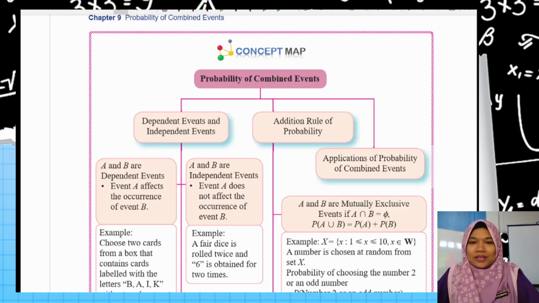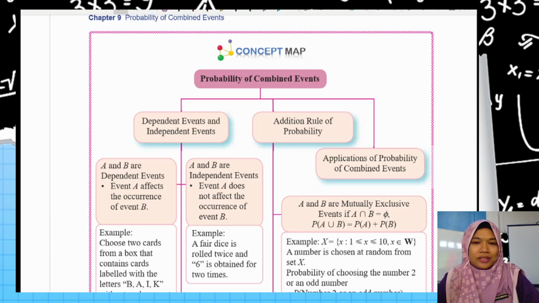So I will cover the next part of probability, which is probability of combined events. You have learned probability of combined events in Form 4. Before we go further into the exercises for problem solving involving probability of combined events, let's go through the overview of this topic.